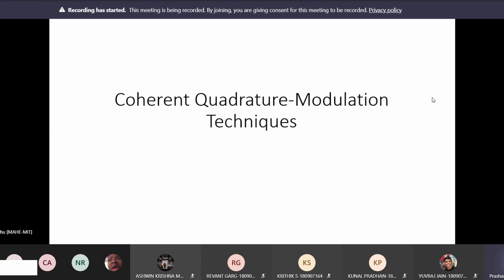So what is non-coherent modulation? When we do not use the same phase carrier as a reference, or we do not take a carrier reference, or a local oscillator is not used at the receiver to demodulate, we say it is non-coherent.